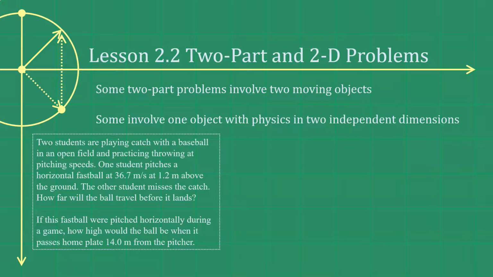And then a second question. This is a second part of the question, but keep in mind that each part of this is going to be a two-part, two-dimensional question. So the second question is, if this fastball were pitched horizontally during a game, how high would the ball be when it passes home plate 14 meters from the pitcher? Let's dive into this problem.